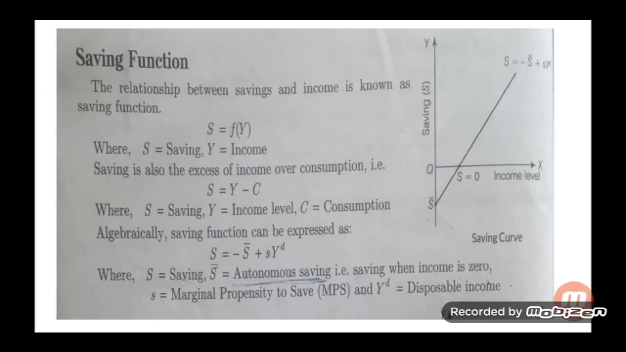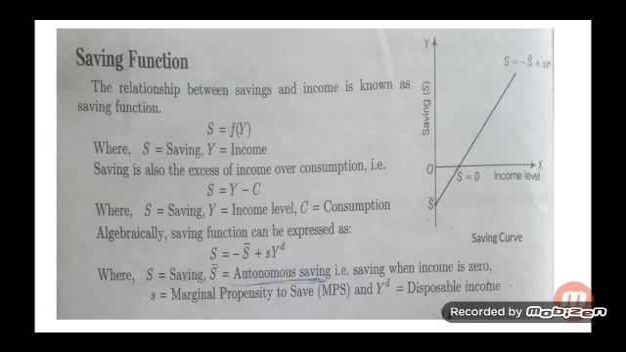Next topic which we are going to learn is saving function. The relationship between saving and income is known as saving function. सेविंग और इनकम के रिलेशन को क्या कहते हैं? सेविंग फंक्शन. That is S is equal to f(Y). S means saving and Y is income. Saving is also the excess of income over consumption. सेविंग्स का एक और फॉर्मूला क्या है? इनकम माइनस कंजम्पशन, where S stands for saving, Y is your income level and C is the consumption.